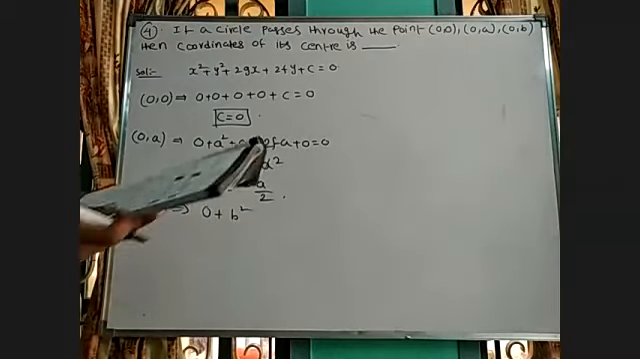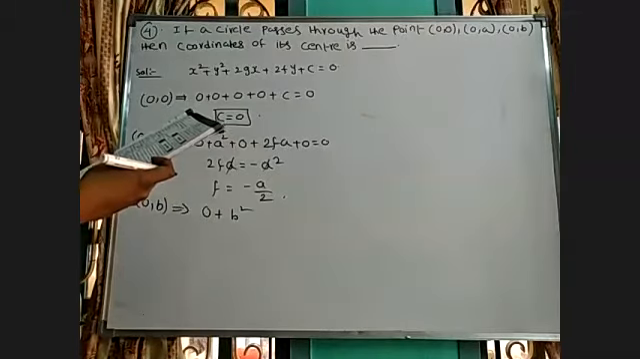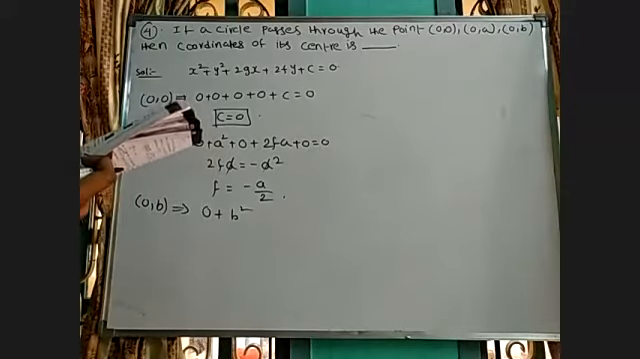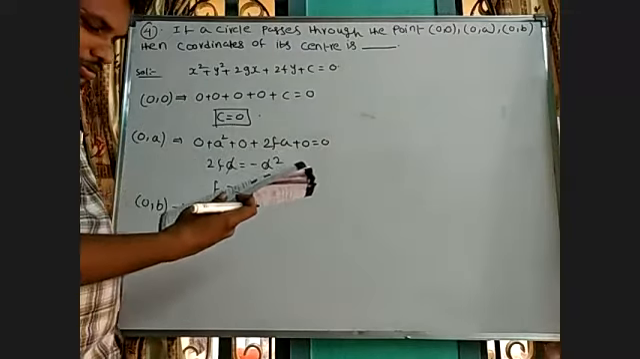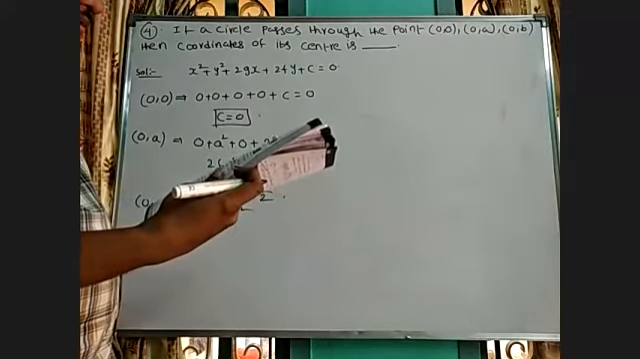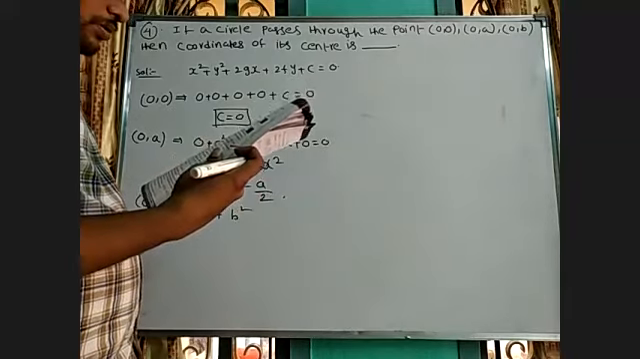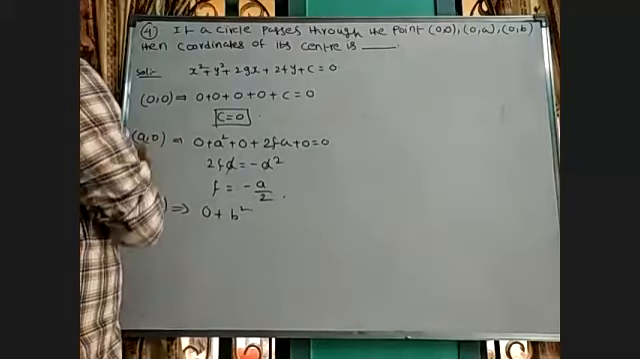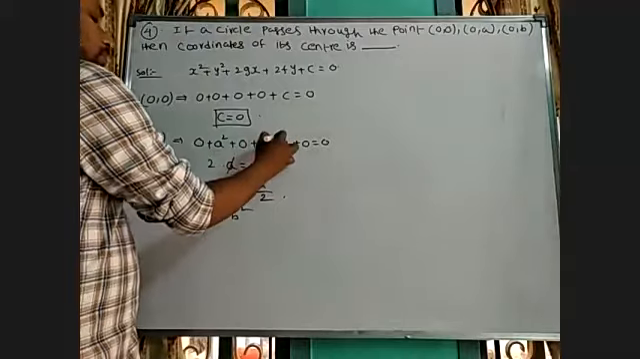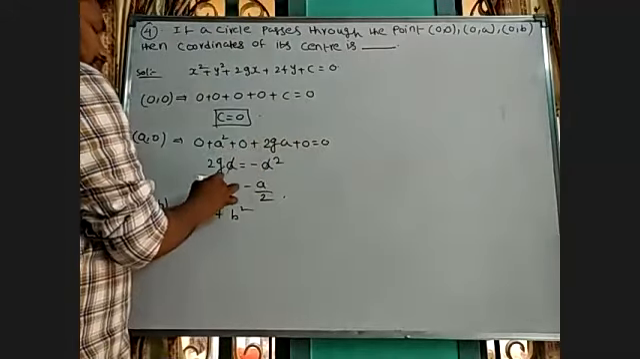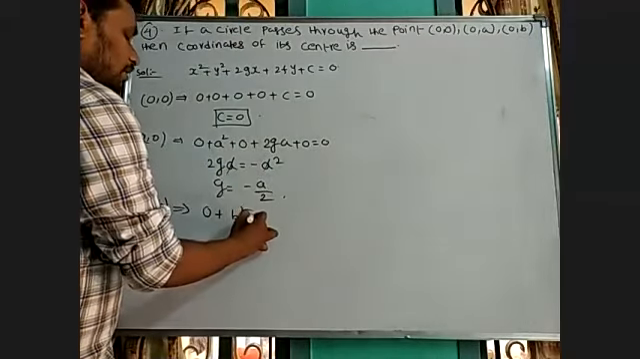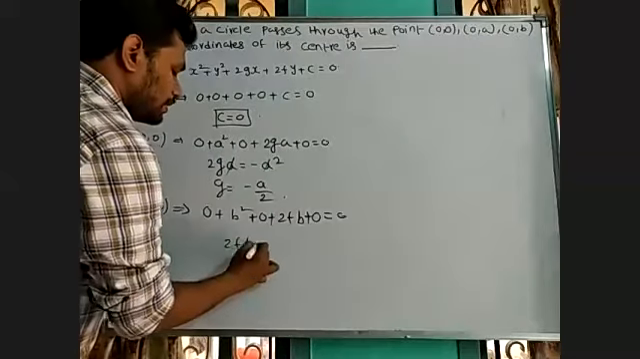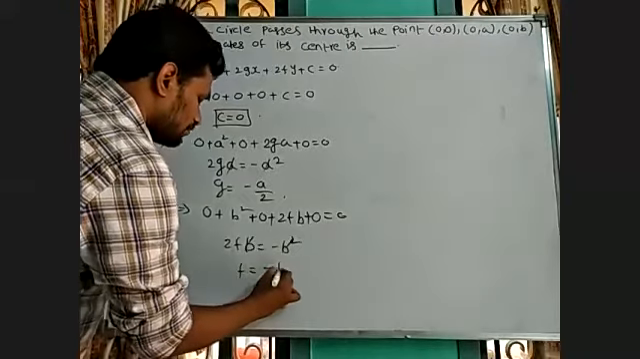Let's see the points. This value is wrong. Change it. This value is (a,0). (a,0), what we get? 2ga. Okay, if you cancel, g is equal to minus a. If you substitute (0,b), what we get? 0 plus 2fb plus 0 is equal to minus b square. This b will cancel. f is equal to minus b by 2.